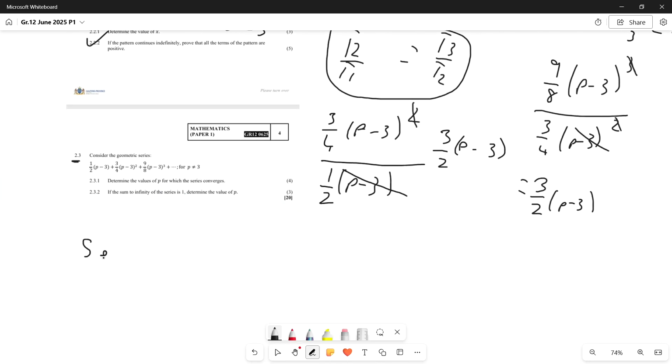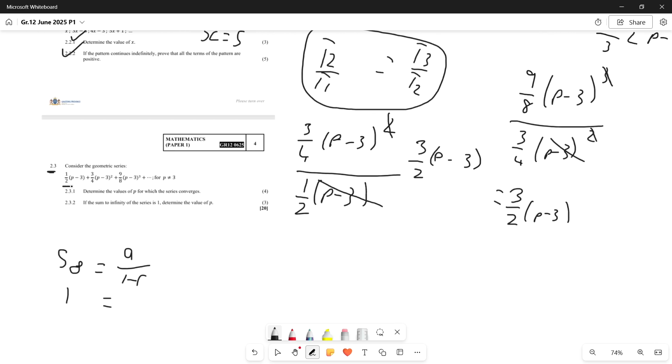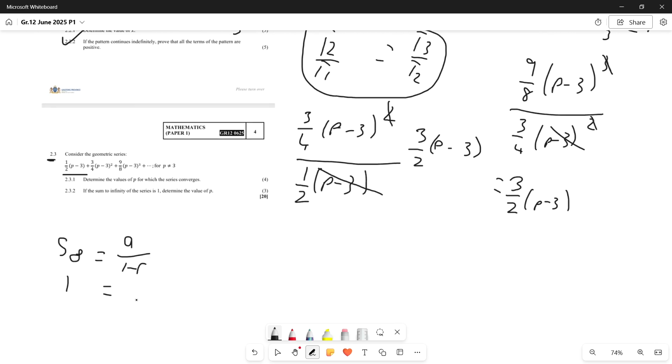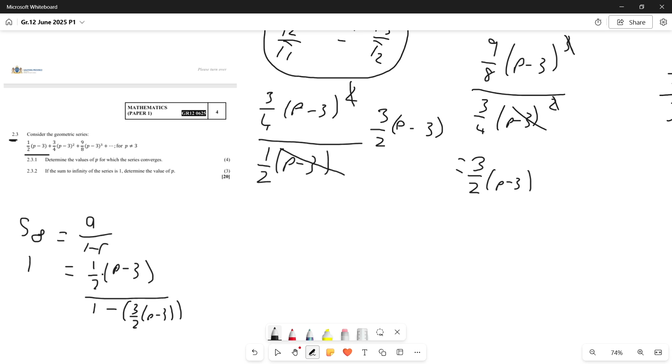So we have S infinity equals a over 1 minus r. They told us that S infinity equals 1, so we have that over there. And then the a value is this guy over here. It's our first term in the sequence. So if we plug that in, we have 1 equals the first term, 1 over 2, p minus 3, over 1 minus r. A reminder that r was over here. That's what we solved for in the previous part to figure out the convergence, or the values for which it converges. So then we're going to plug this in here: 3 over 2p minus 3. So we have a, we have r, and we have the sum to infinity. They told us that. And now we need to solve for p in this equation.